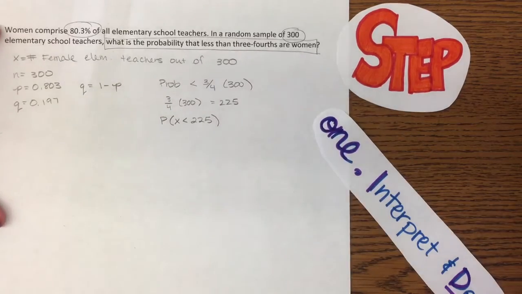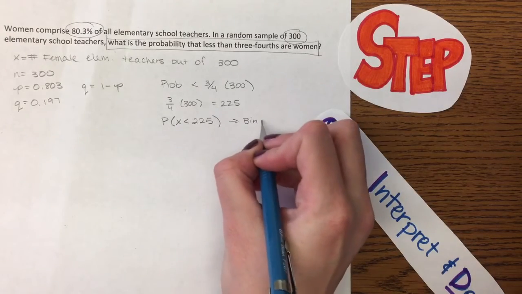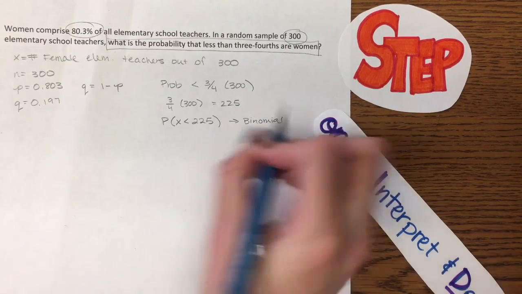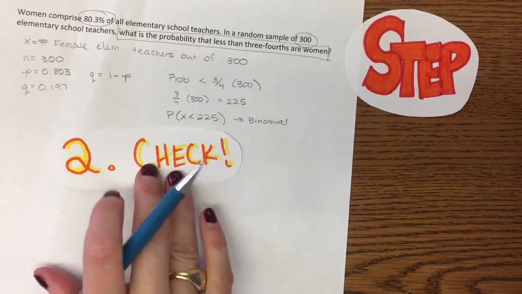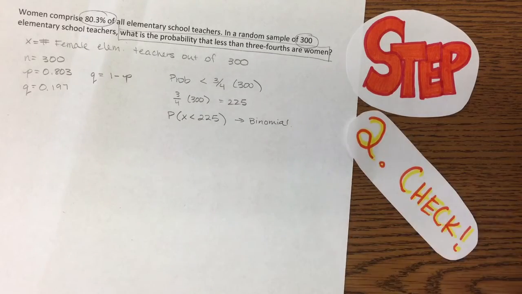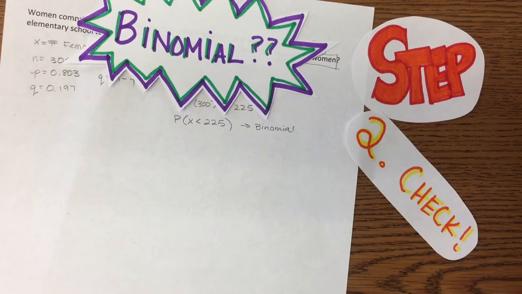This looks like a binomial distribution. So this is going to be the probability written as it would be for the binomial distribution. Now that I have my problem defined, I need to do step 2, which is check. My first check is, does this meet the binomial distribution requirements?